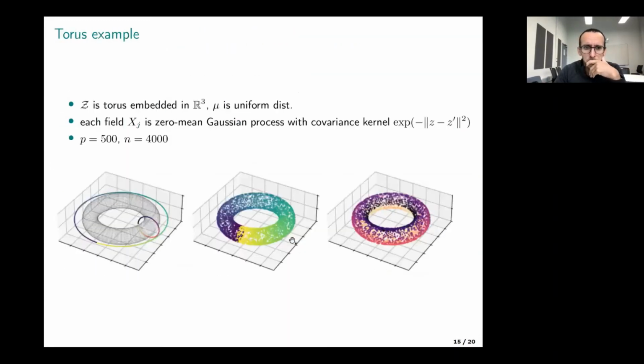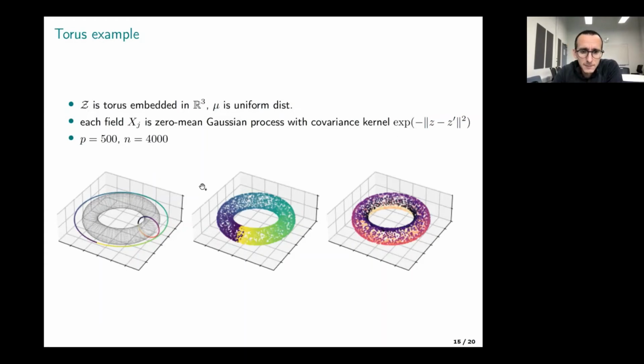Okay. So here's an example. It's a case where the underlying set Z is a torus embedded in R3. Remember, in the latent metric space model, there were latent variables Z1 up to Zn, which were IID from some distribution mu, which is supported on Z. So let's just take that for simplicity to be the uniform distribution on this torus. And in this particular case, each xj is a zero mean Gaussian process with this Gaussian radial basis function kernel.